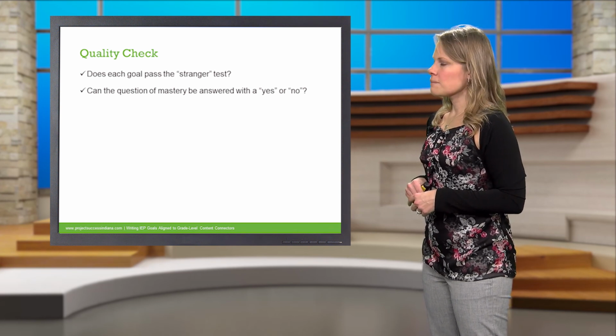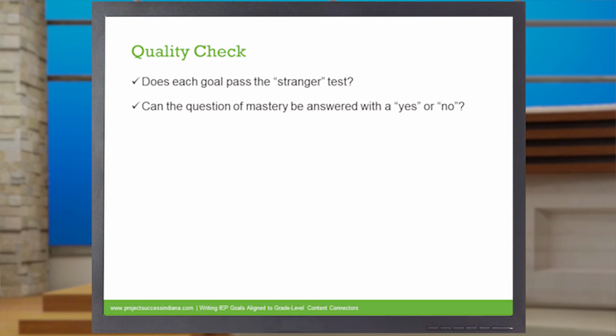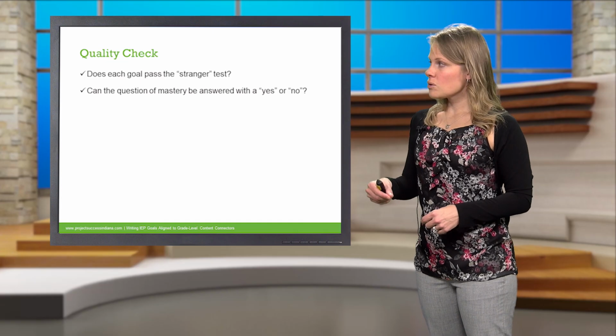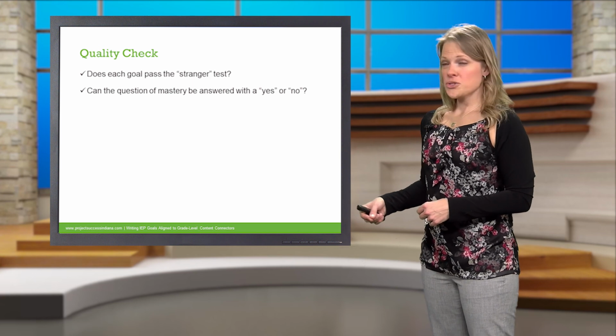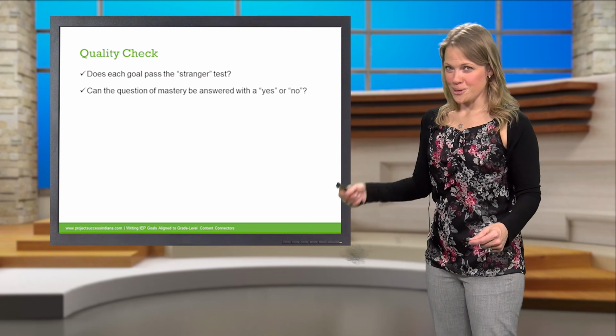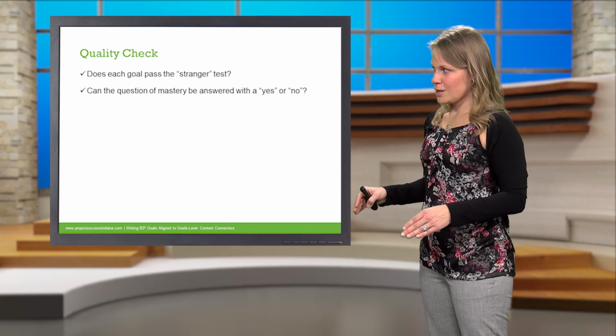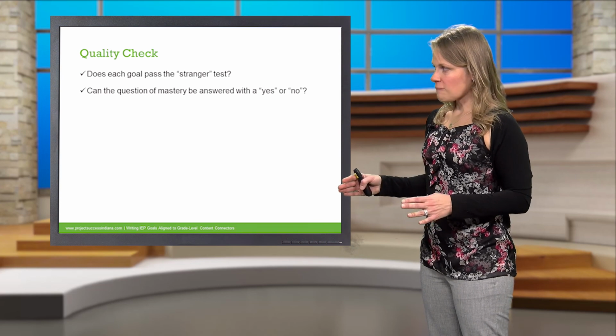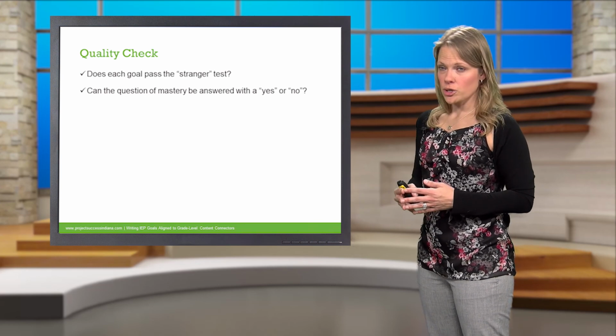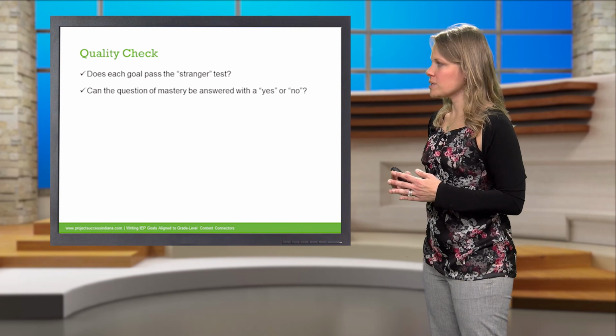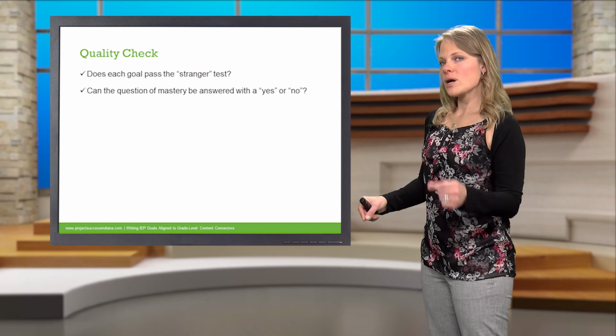And then secondly, can the question of mastery be answered with a yes or no? If you can't read that goal and say, did the student master this? Yes or no? Then it's a little too complicated and we have to figure out a way to simplify it and really clarify those mastery criteria. You should be able to say a student has mastered a goal or has not mastered a goal.